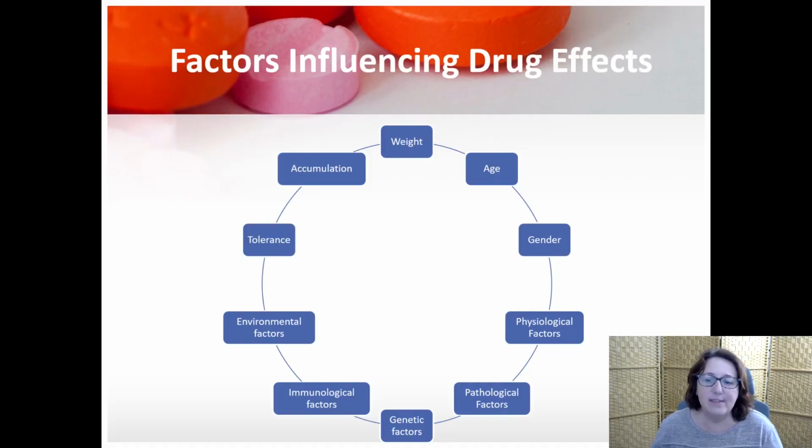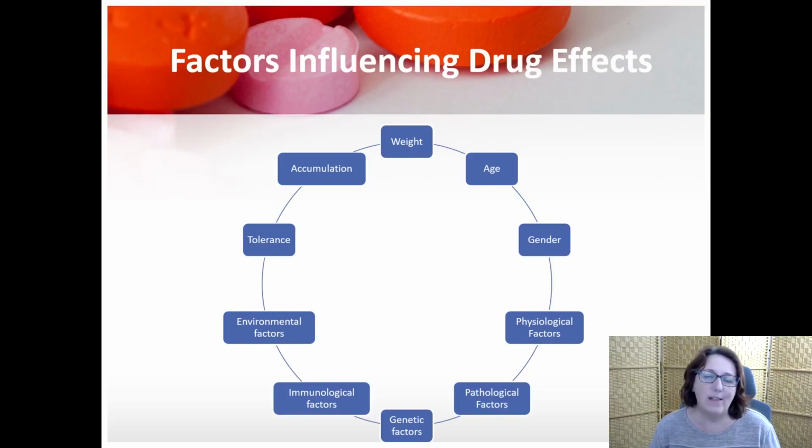And then tolerance. The drug no longer has the same reaction, so larger doses of medication are needed. This can be prevented sometimes by giving a drug in smaller doses or combining it with other medications, so you might see providers doing that. And cross tolerance can develop. If a patient, say, develops a tolerance to one opioid, they could have a cross tolerance to another opioid as well. And then accumulation, this is where toxic levels occur and we see adverse effects.